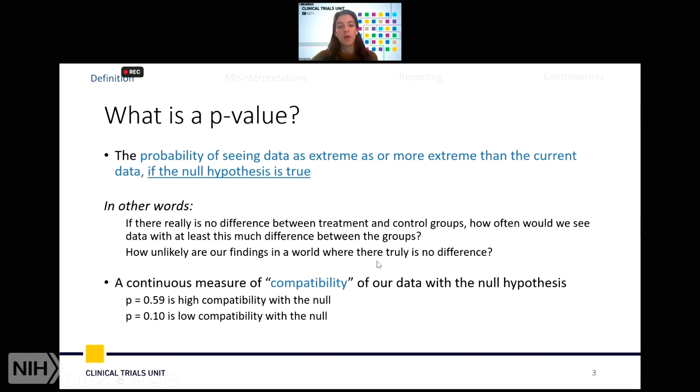We can also sometimes think about p-values as a continuous measure of compatibility with our data and the null hypothesis. So for example, a p-value of 0.59 could be considered high compatibility with the null, and a p-value of 0.10 is relatively low compatibility with the null hypothesis.